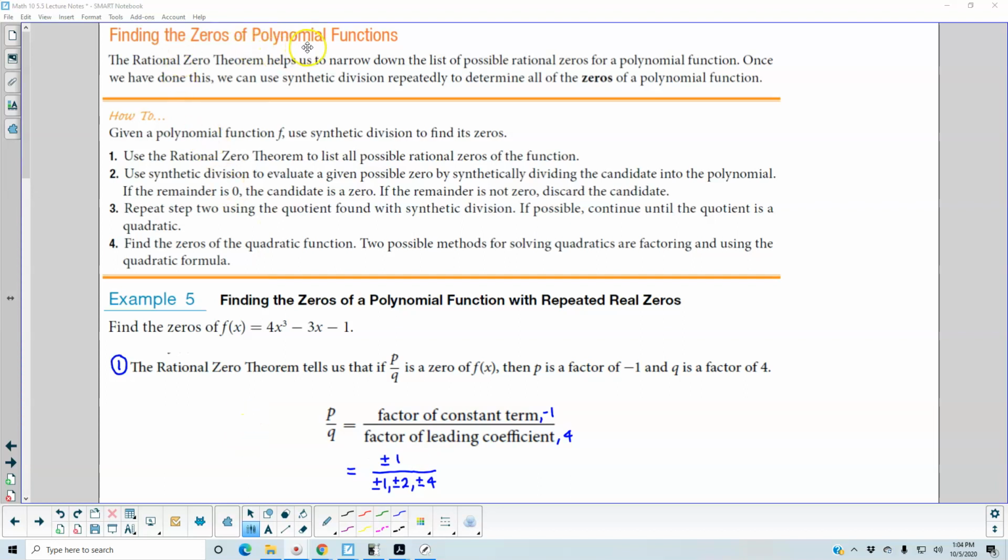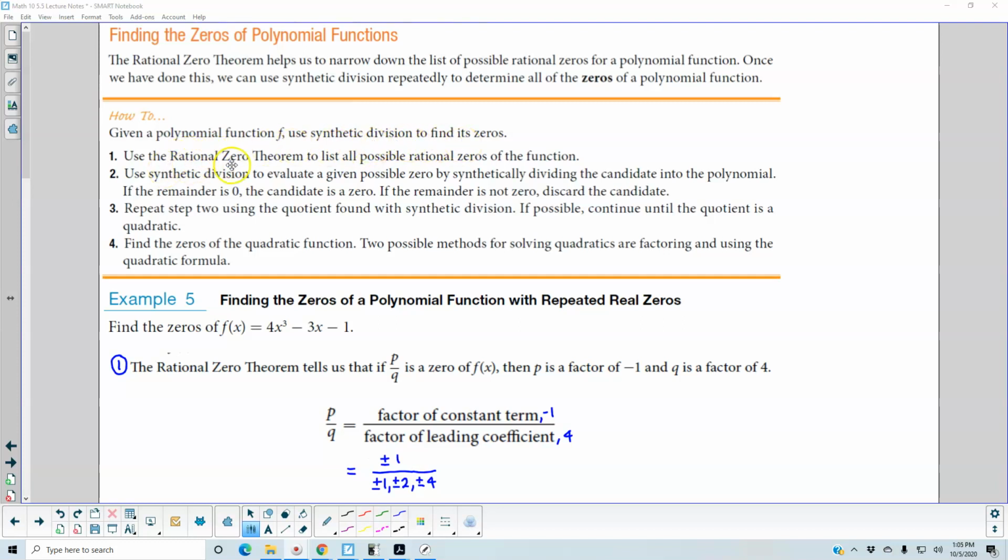Finding the zeros of polynomial functions. The rational zero theorem helps us to narrow down the list of possible rational zeros for a polynomial function. Once we have done this, we can use synthetic division repeatedly to determine all of the zeros of a polynomial function. Given a polynomial function f, we're going to use synthetic division to find its zeros.